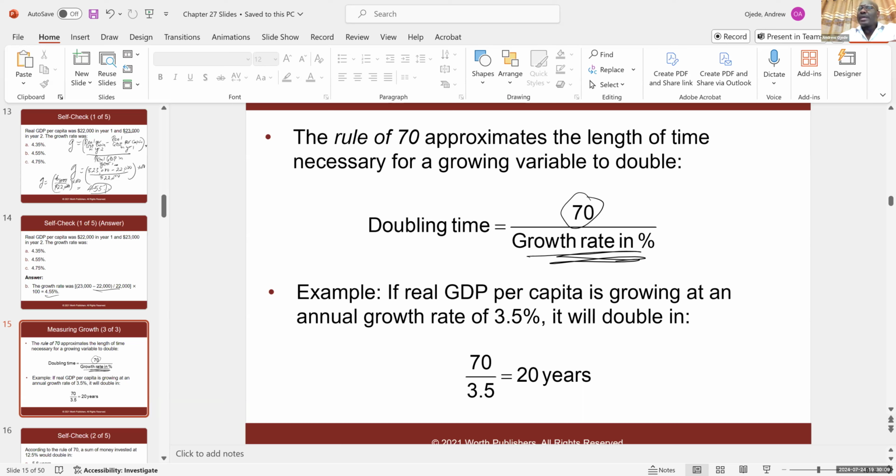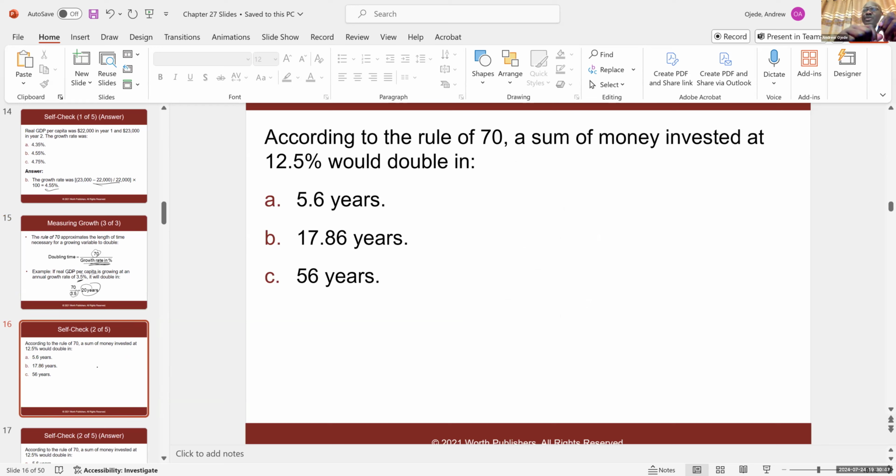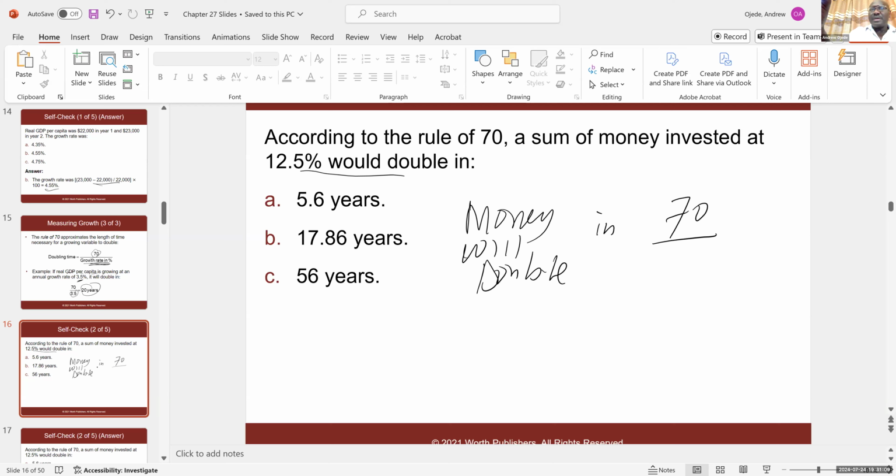For example, if average income, real GDP per capita, is growing at 3.5%, then according to the rule of 70, it will take 70 divided by 3.5, so 20 years, for that income to double. If the income was $22,000 today, it would take 20 years to double to $44,000 if the average growth rate was 3.5%. And you can apply this not only to average income, but to money in your savings account. Suppose you invested money that pays you 12.5% per year, maybe in the stock market. Then according to the rule of 70, your money will double in 70 divided by the growth rate, which is 12.5.